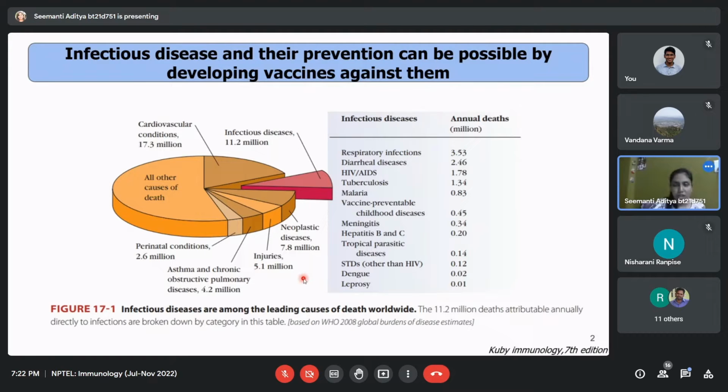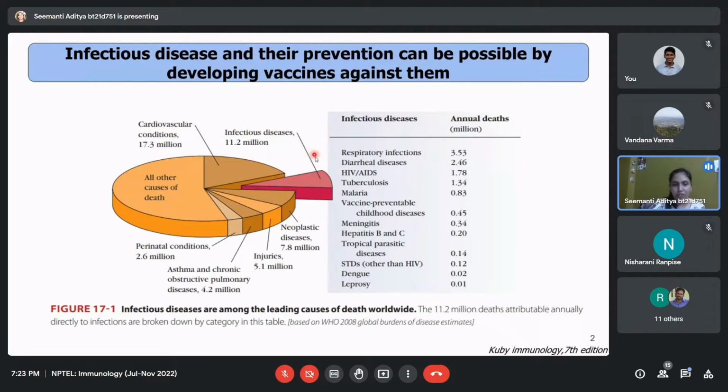Now it is much more, and after the pandemic, the graph has increased a lot. Apart from that, there are other diseases which are causing death, for example, injuries, asthma, neoplastic diseases, or prenatal diseases. For all of these diseases we do not have a lot of control from the immunology point of view. These kinds of diseases may not be prevented, but they can be cured. But for infectious diseases, there is a possibility that we can prevent them, and we can prevent the spread of the disease.